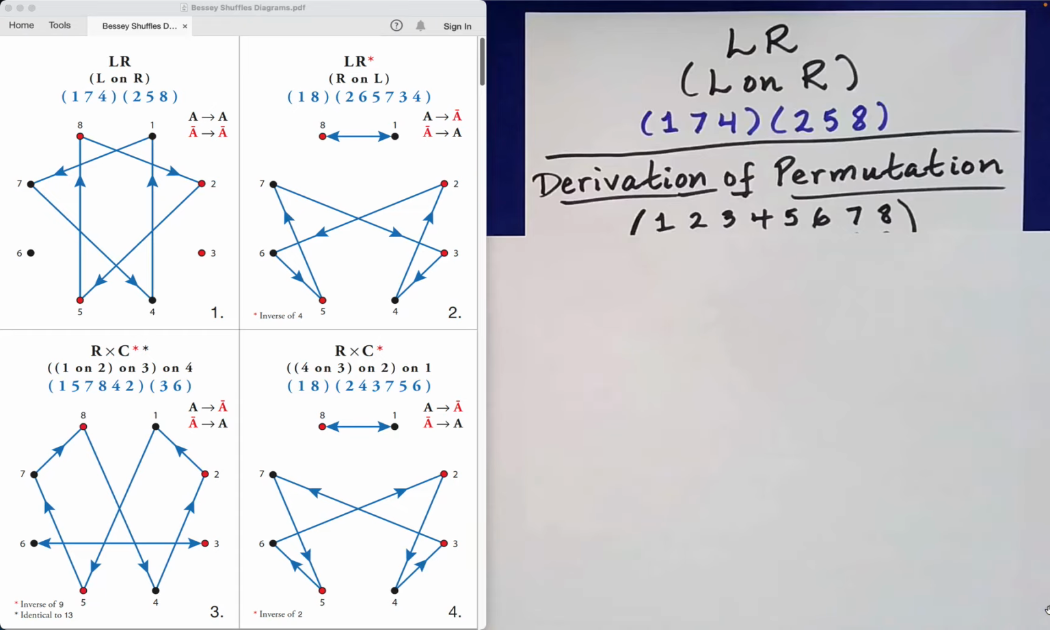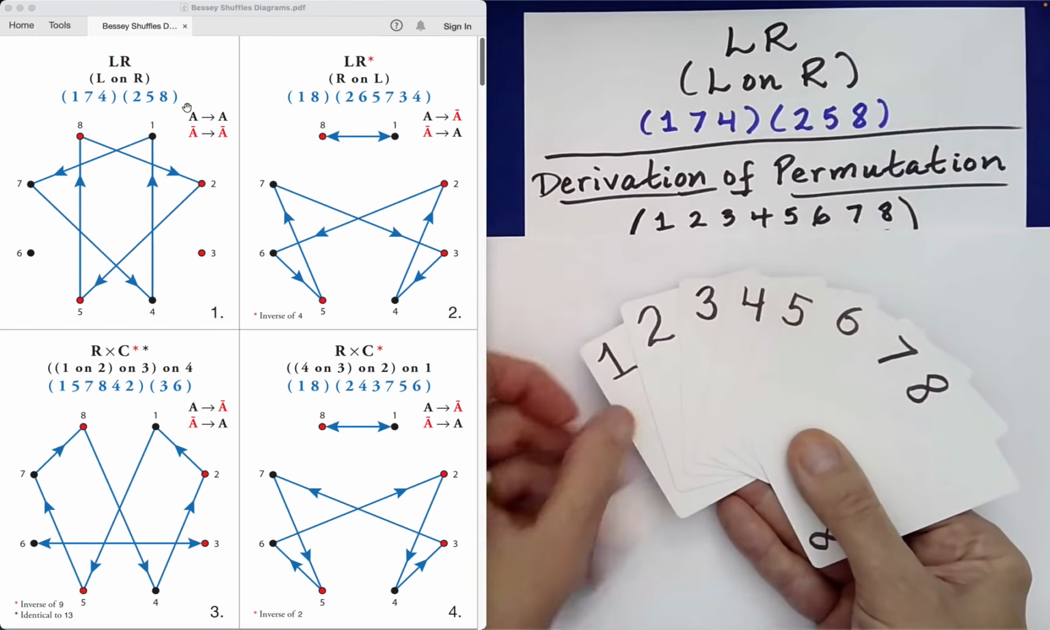Okay, so let's go a bit more deeply into the mathematics. If you focus here on the left, we're going to look at what is called the LR shuffle. That's shuffling into a left and right pile, in which we will stack the left pile on top of the right. And it leads to this permutation. Okay, so we're going to talk about permutations and notation for permutations. I promise you this is not that difficult. Anyone can follow this, regardless of your mathematical background.